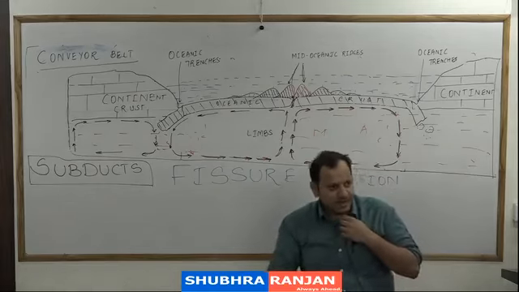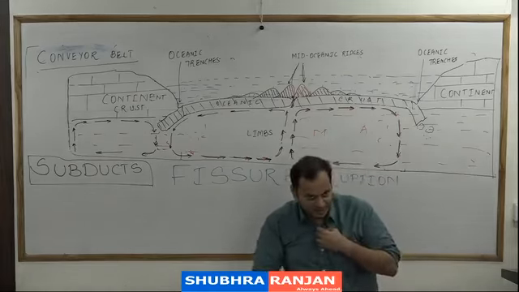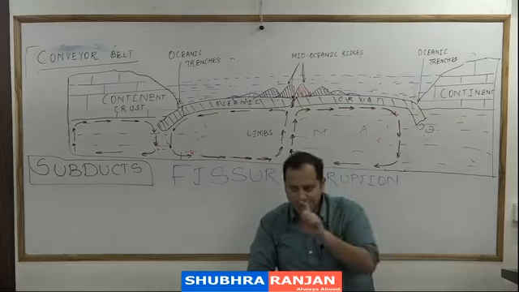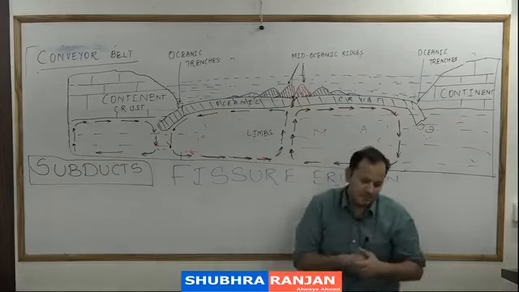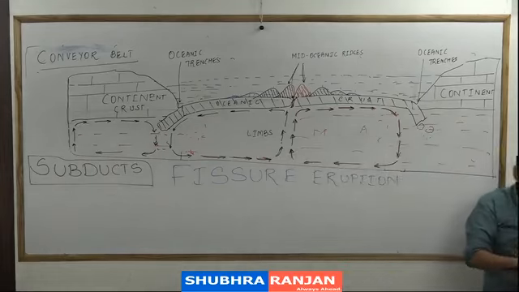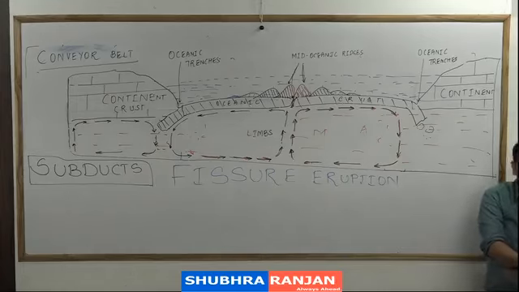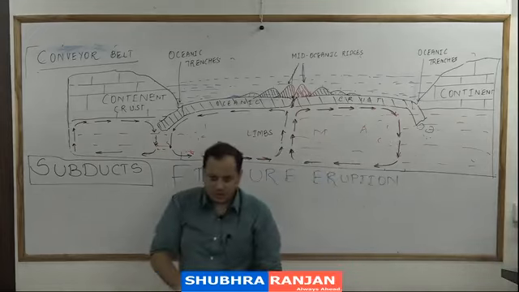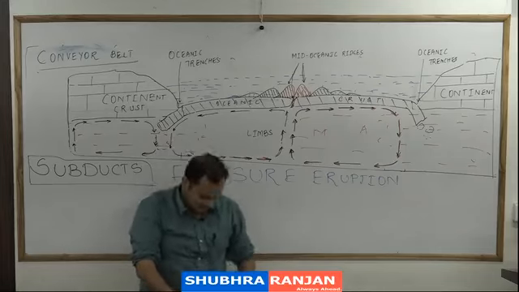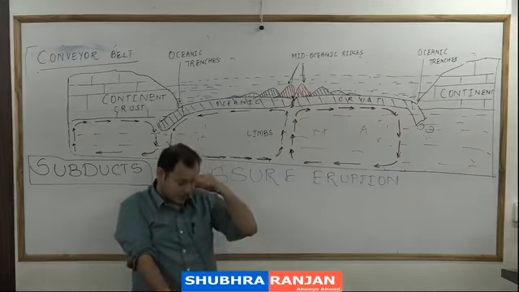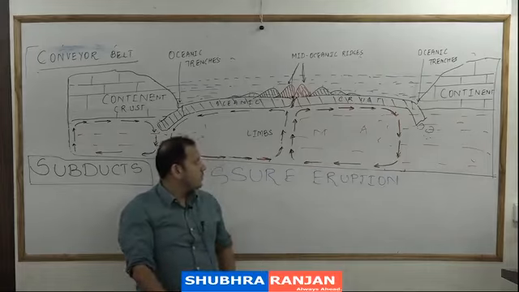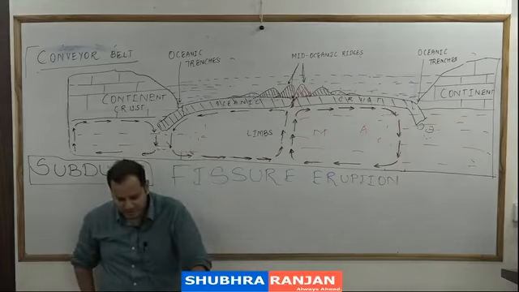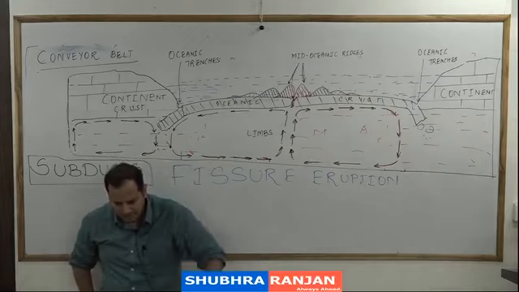One option was Andes, the second option was Mid-Atlantic Ridge, third option was Mid-Oceanic Ridge. So what is the perfect answer? Mid-Atlantic Ridge or Mid-Oceanic Ridge? Mid-Oceanic Ridge. Second, the rocks of same ages at an equal distance away from the mid-oceanic ridge.